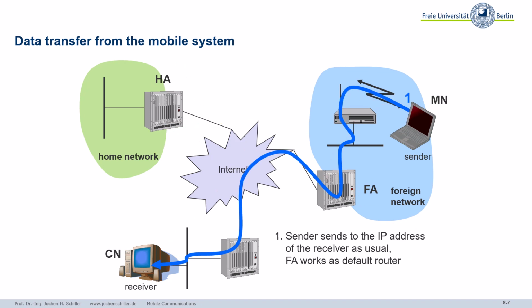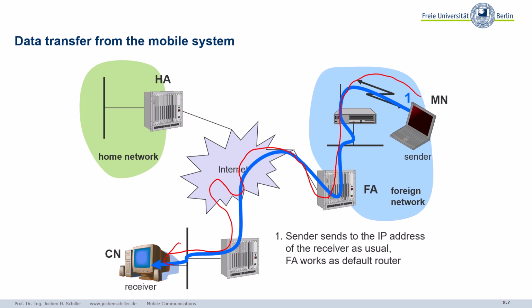And for the way back, the mobile node simply sends its data. Okay, the sender address is not topologically correct, but the receiver address will be, and then the internet forwards everything to the correspondent node. So nothing new here, and the foreign agent then works as a default router.